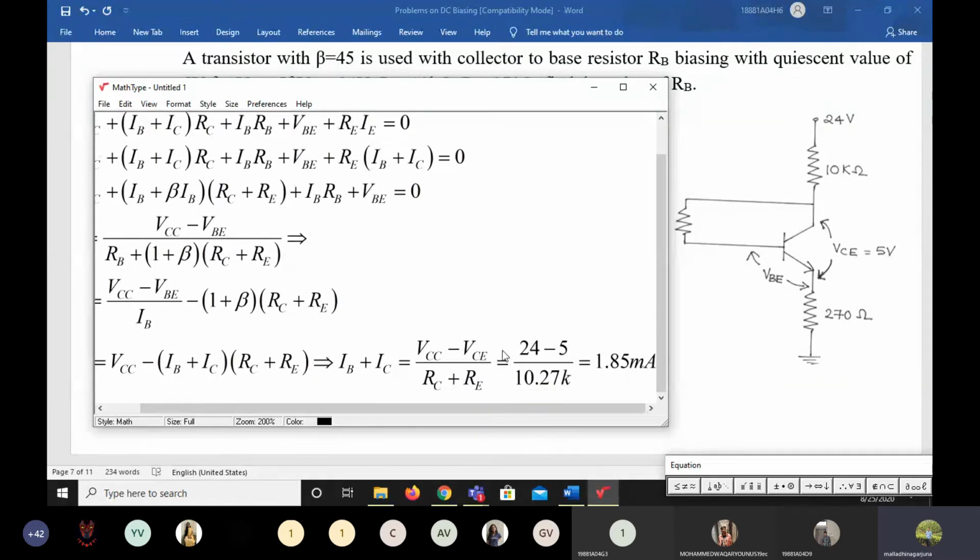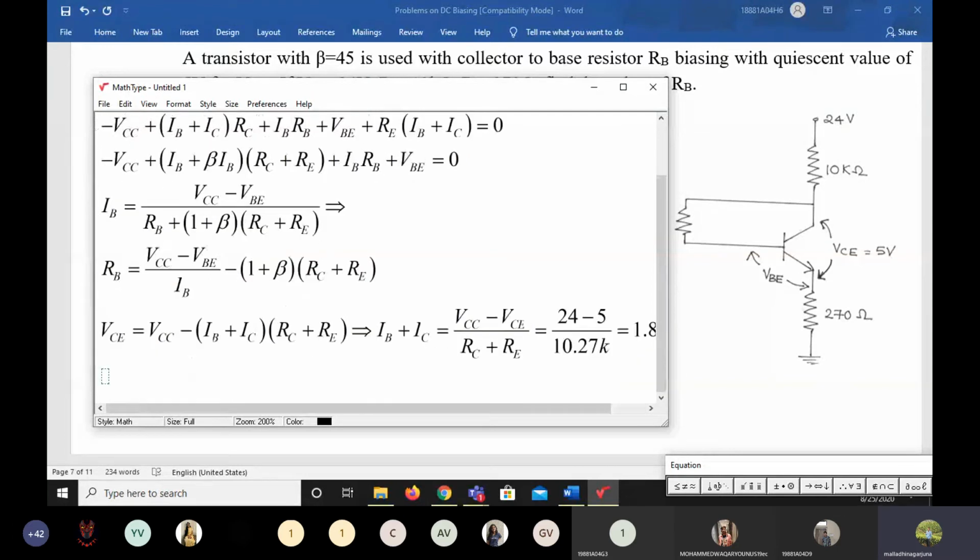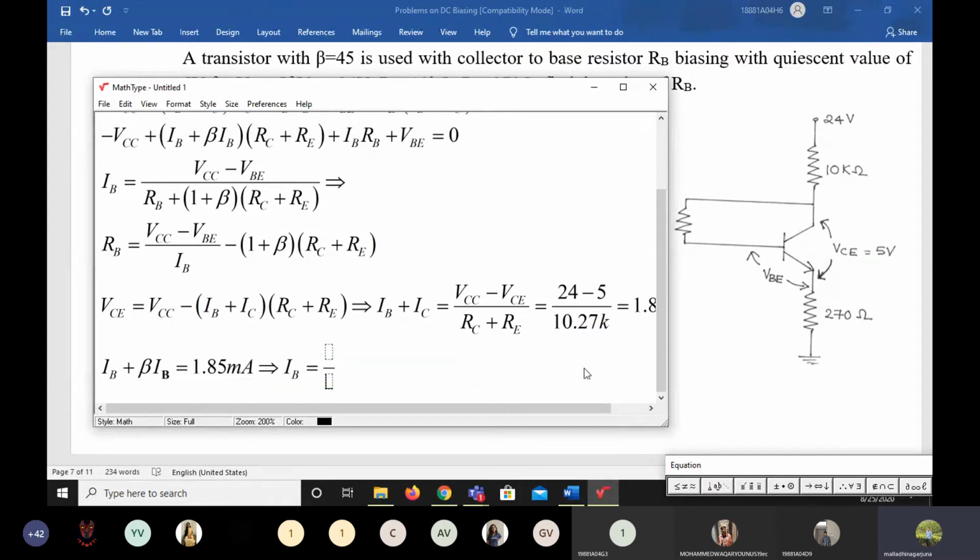So IB plus beta times IB is equal to 1.85 milliamperes. From this you can calculate IB, which is 1.85 milli divided by 45. You will get the IB value. Bring that and substitute here, and you will get the RB value. That's it.